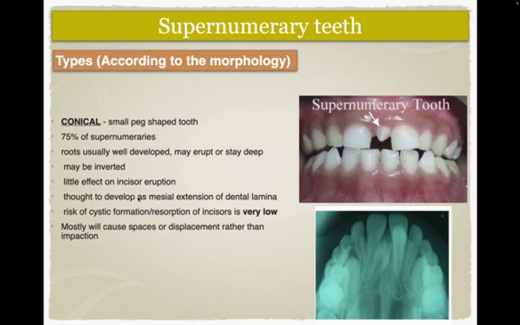Usually the theory is that these develop as a mesial extension from the dental lamina. The risk for cystic formation is very low. So if you have a patient with a supernumerary tooth that is conical and you accidentally diagnose this one, there's no need really to extract this supernumerary unless it is interfering with your treatment. Other than that, you can just keep it under observation.